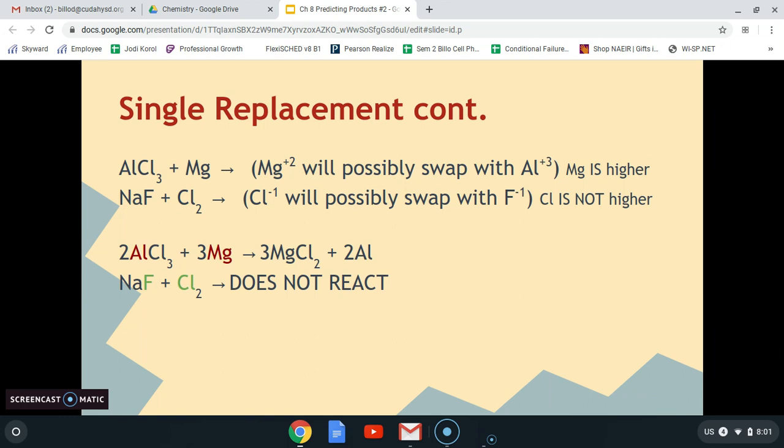So those are single replacements. When you have a single replacement reaction, immediately know that you have to look at an activity series to complete it.